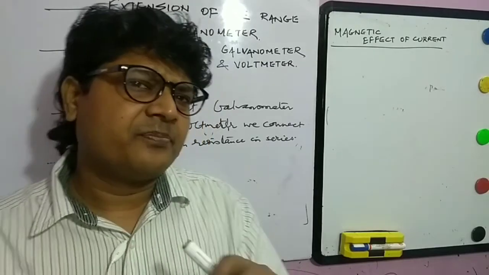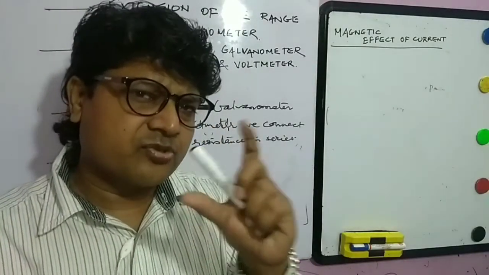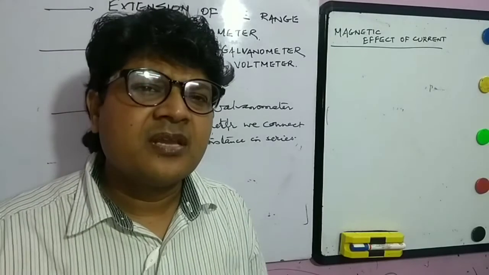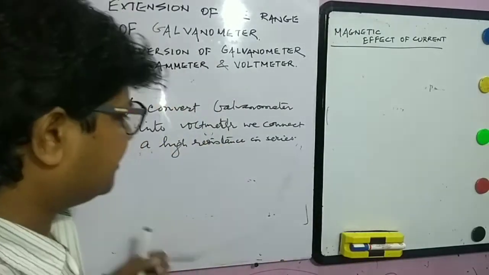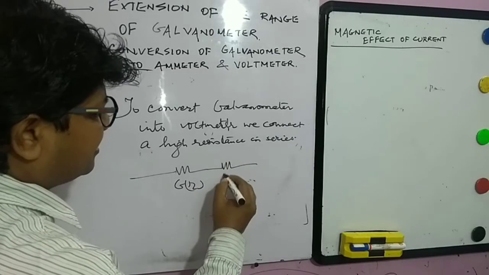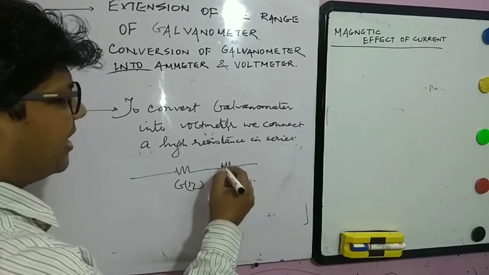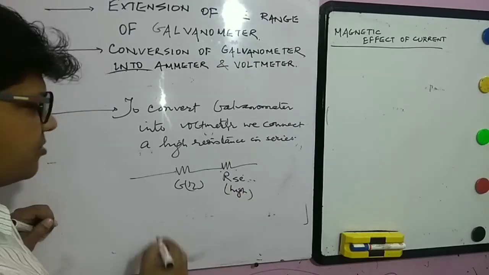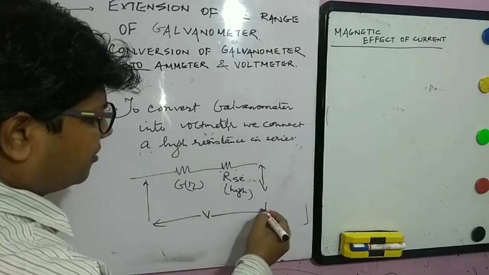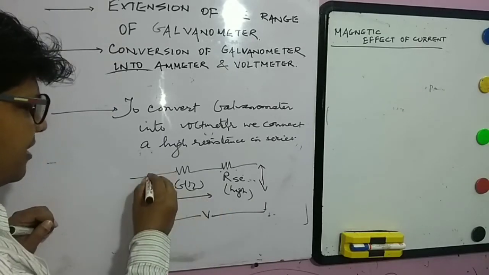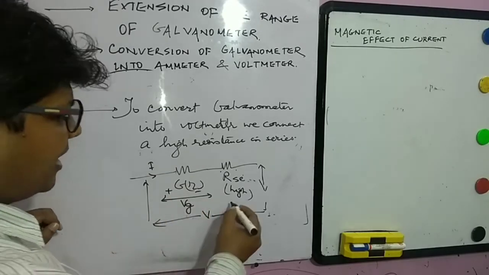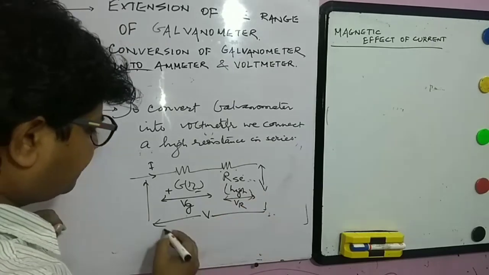In an ammeter we use a small resistance in parallel, called a shunt, shunt meaning parallel. And in a voltmeter we connect a high resistance in series with the galvanometer. That's it. So here this is your G ohm, and this is the high resistance RS, a high value. This is now going to behave like a voltmeter. The current I is flowing, so plus minus, this we write as Vg, and this as VR, and plus minus.